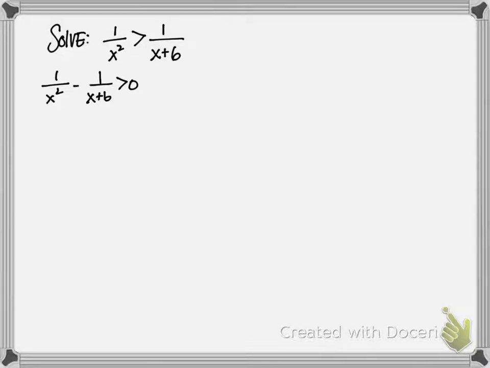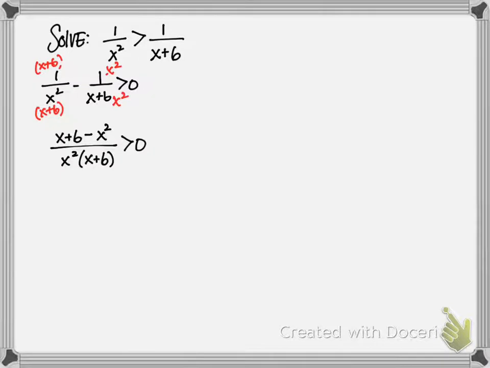So I'm going to get my common denominator. Just a little reminder, right? That means we're multiplying this one by x plus 6 over x plus 6, and this one by x squared over x squared. I'm going to try to combine some things at once. So I'll have x plus 6 in the numerator here, minus x squared up top. And then my denominator will be the common denominator, so x squared times x plus 6.